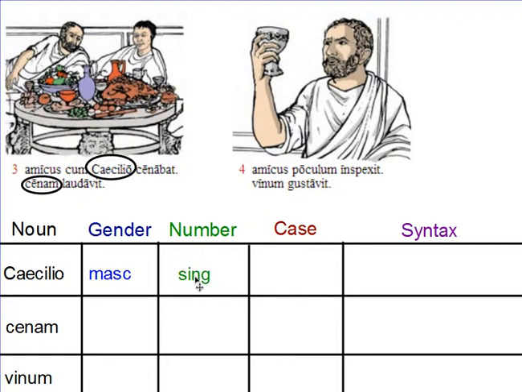But it isn't nominative, it's not Caecilius, and it isn't accusative, it's not Caecilium or amicum, that ending. In fact, Caecilio is ablative. When do we use the ablative case? Well, notice that there is a preposition right before Caecilio, cum, meaning with. So Caecilio is in the ablative because it is with a preposition.